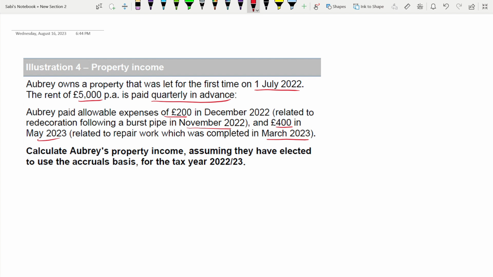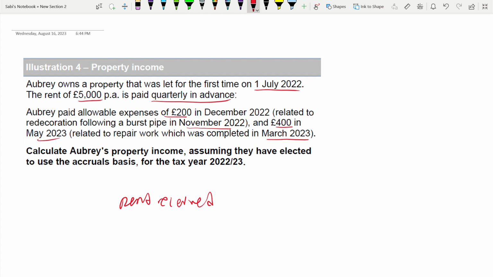March 2023. See, this is accrual basis. Doesn't matter when you pay or when you receive the cash. It could be any time. It could be after the tax year, but what matters is whether it relates to the current tax year or not. Okay, so here rent received, it's accrual basis. Okay, 5000.